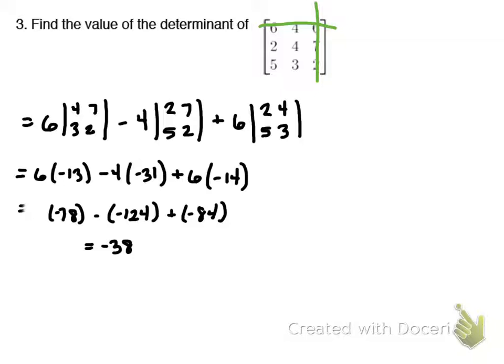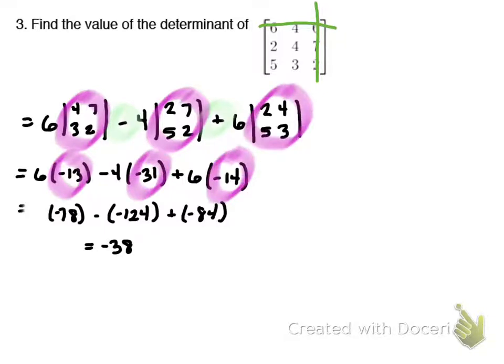Now the place where a lot of people make a mistake is they forget that first this is subtraction and then this is addition. So subtraction then addition. Then I need to go ahead and find the determinant of each of these matrices that is left. So this results with -13, and then this determinant results in -31, and then this determinant results in -14. And then it becomes a simple matter of the 6 times -13, the 4 times -31, the 6 times -14, just cranking those out, and we get a result for the determinant of negative 38.